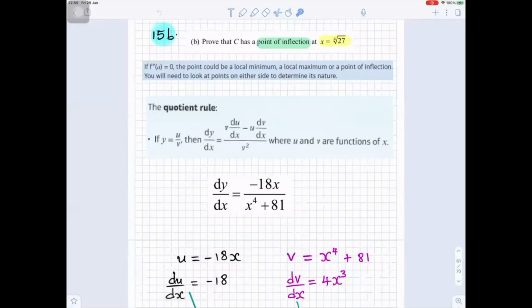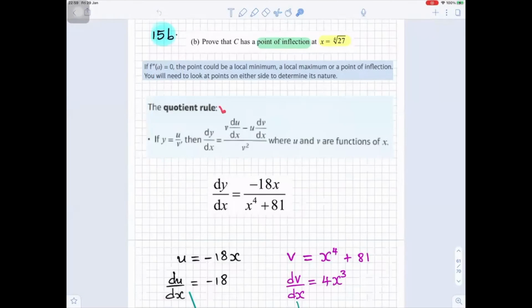So if f double dash of a is equal to 0, the point could be a local minimum, a local maximum, or a point of inflection. You will need to look at points on either side to determine its nature. So what we want to do is differentiate again. So f double dash means you differentiate it twice.